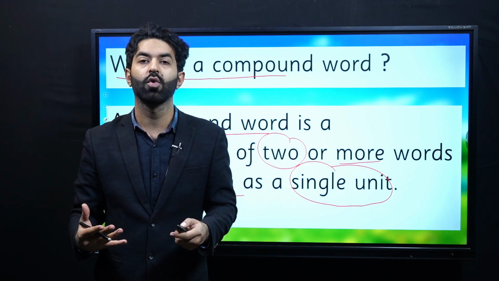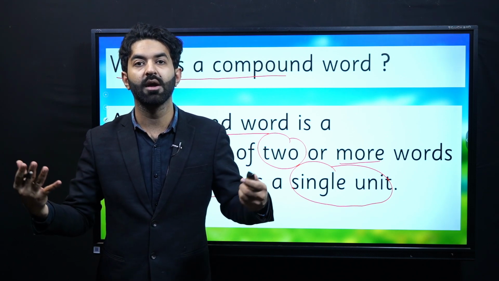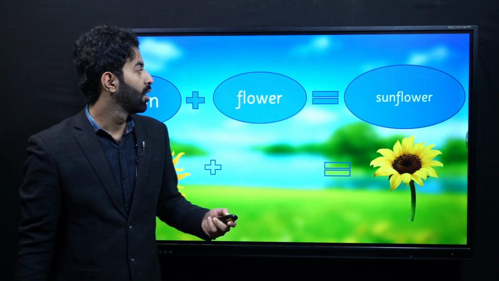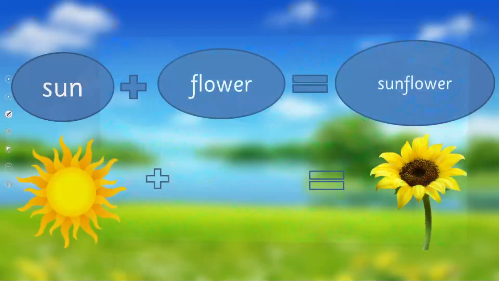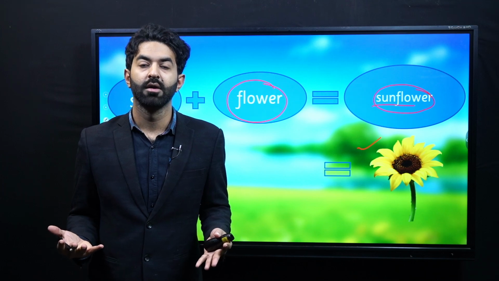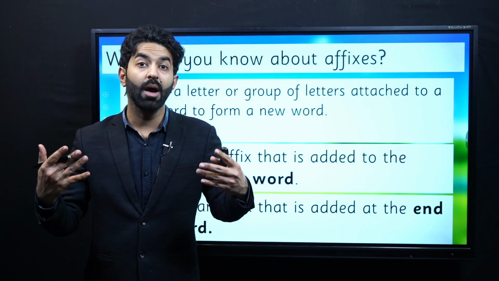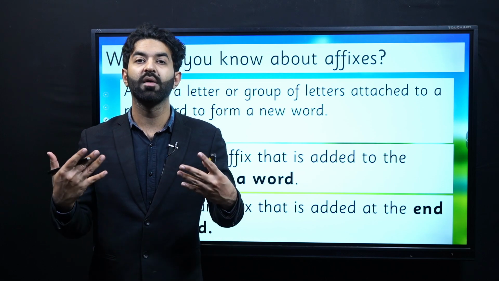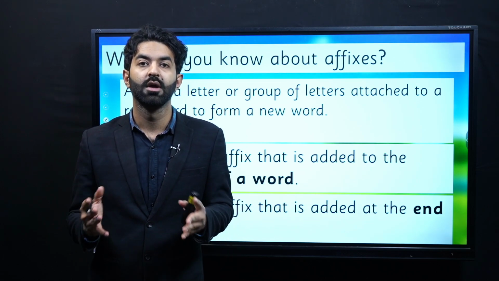For example, the word ice cream is a compound word. All right. We have the word sunflower. Yes. It is made up of two words, sun and flower. And then we make it one word called sunflower, which is a type of flower. So, can you come up with more compound words? All right.